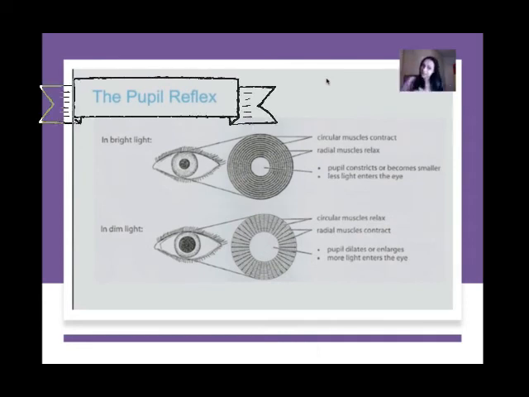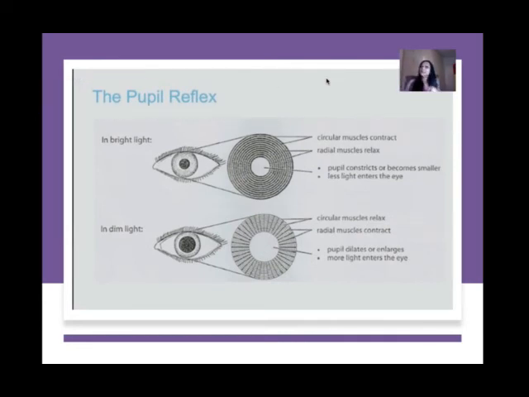The pupillary reflex, or the pupil reflex. As the name suggests, this process is going to involve which structure? Yes, the pupil. Can you remember what the pupil is? Yes, the pupil is the dark hole in the center of our eye. Let's look at our slide. This area here, the dark center, that represents the pupil of your eye.